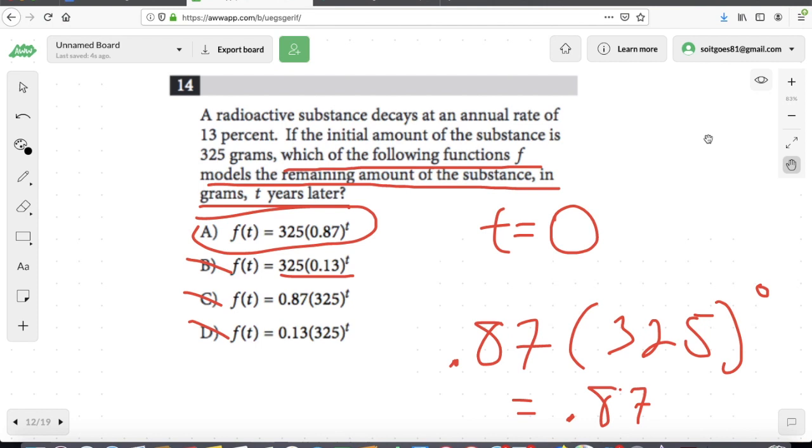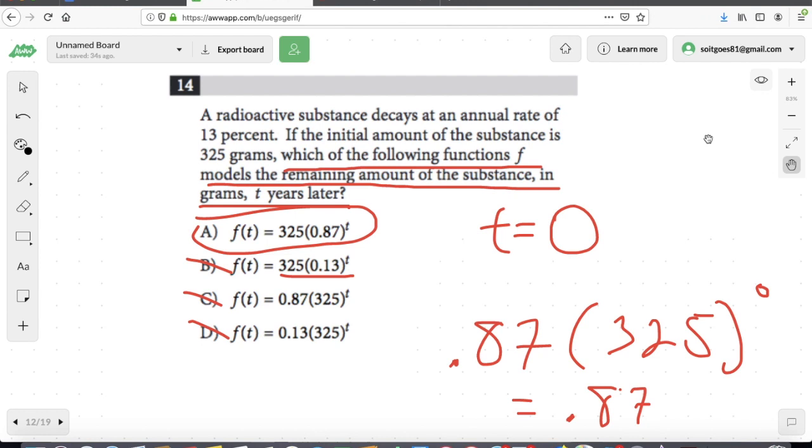Yeah. In fact, if you start with 0, it might make more sense to start with 0. Right? Because then we can eliminate what answer choices right off the bat? Not all of them, but you can get rid of C and D right off the bat if we plug in a 0 for t, because those are going to give us 0.87 and 0.13. And we know the right answer choice has to give us 325. A and B would give you 325.